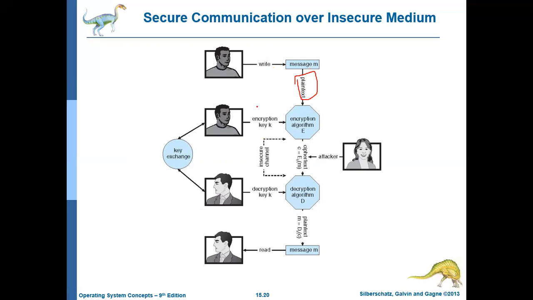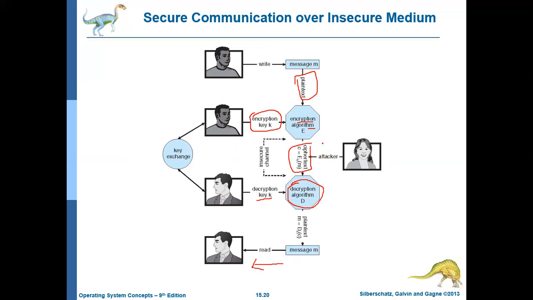The message is encrypted using an encryption algorithm and a key K. As a result, what you get is called a ciphertext. Now the ciphertext will be sent to the receiver. The receiver will decrypt the ciphertext using the decryption algorithm with the same key K, and as a result he will get the plain text and he can read it.